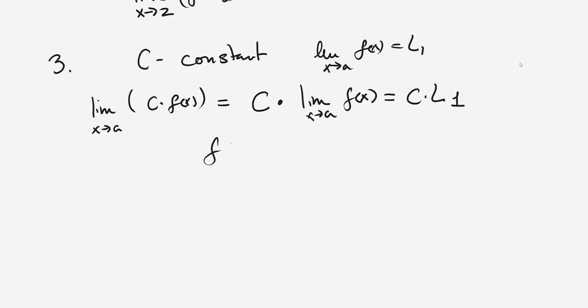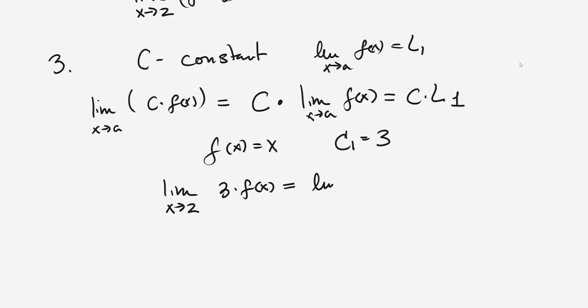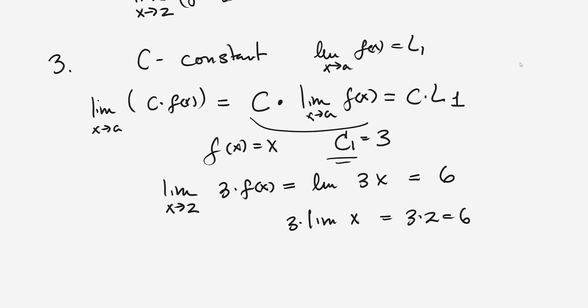If we have f of x equals x, and say c equals 3, and we look at the limit when x goes to 2 of 3 times f of x, we're actually looking at the limit of 3x, which is just 6, or at the limit of x with a 3 before. In this case, we'll remove the c out like we do here, and again we get 3 times 2 equals 6. So this is a very, very obvious law.